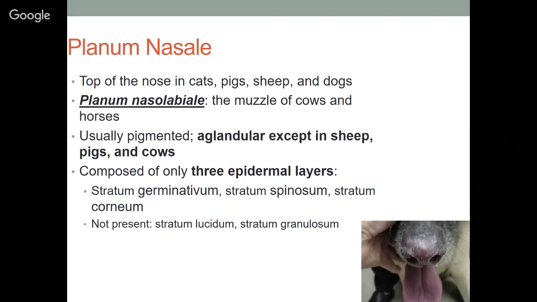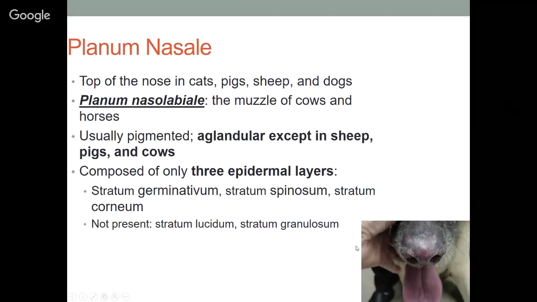Here is a picture of a nose that should have conical papillae on it. Now, if you look closely, you will see that there are some on the outside of this nose. But on the inside, we have a damaged planum nasale that is smooth. It should not look like that. So if you know what normal looks like, it's easier to see what abnormal looks like.